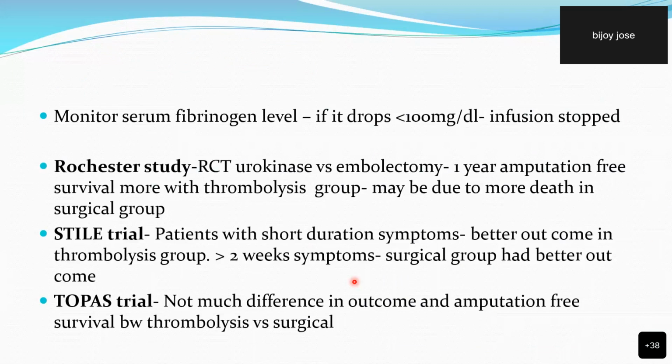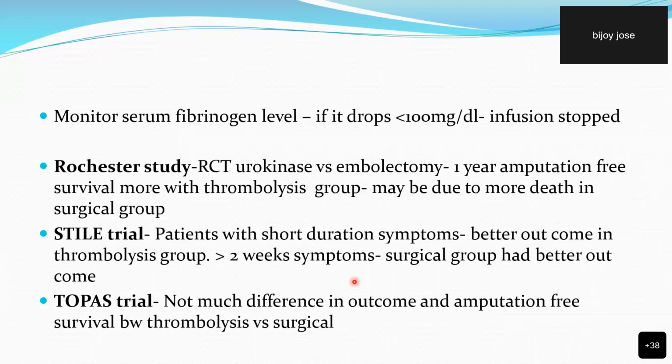There are a few studies which compared thrombolysis, like the ROCKET study. These are randomized controlled studies done to compare urokinase versus embolectomy. One year amputation free survival was more with the thrombolysis group, maybe due to more deaths in the surgical group. So the comorbidities and the mortality rate were high in the surgical group.